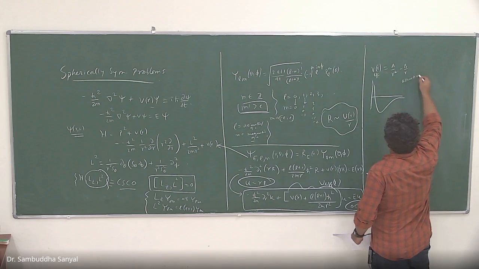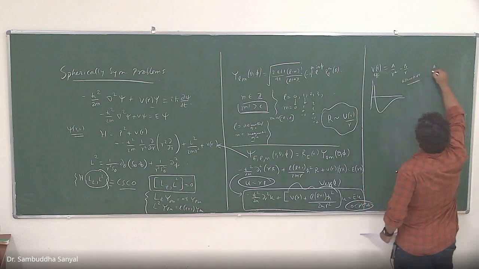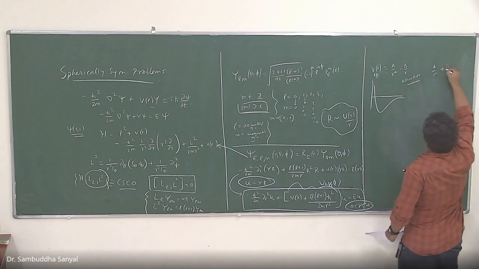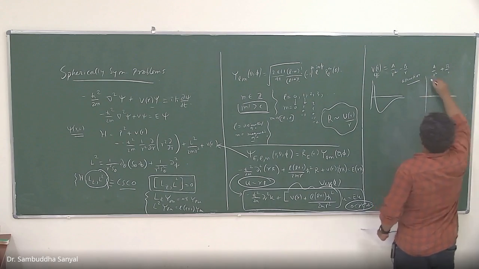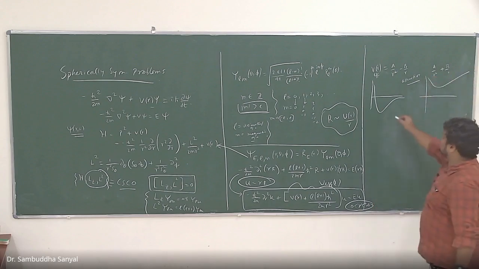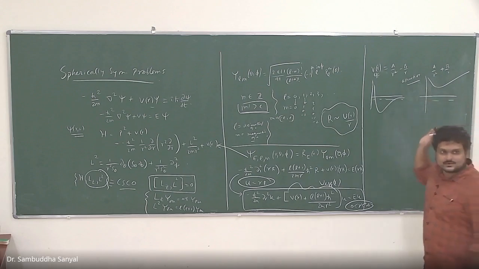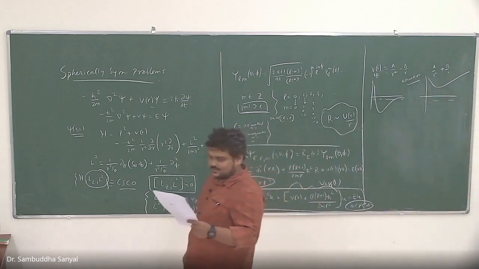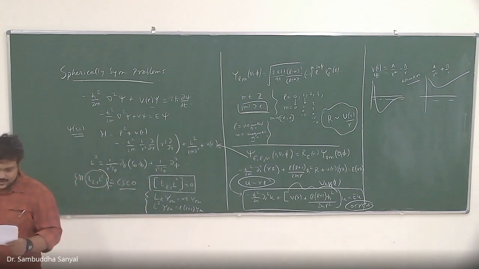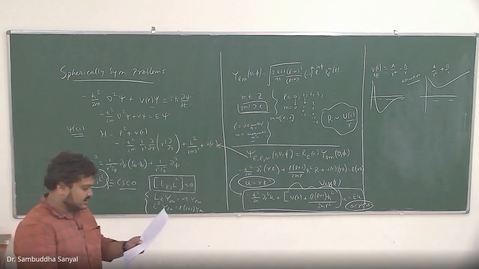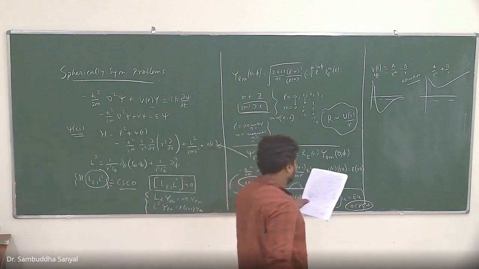So if this is attractive, I can also do the repulsive problem, which is A by r square plus B by r, and then you will see it will look something like this. So at this energy you can get a bound state, but at this energy you cannot get a bound state. All these things are applicable, whatever you learned before. So I will not go too much into this intuitive solution, but rather I will do the formal solution.